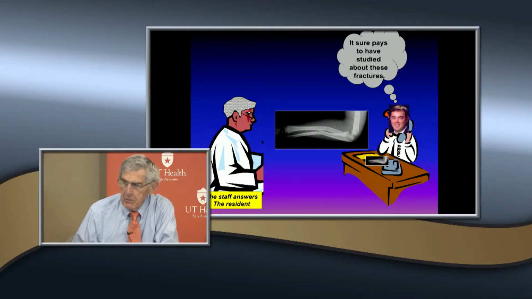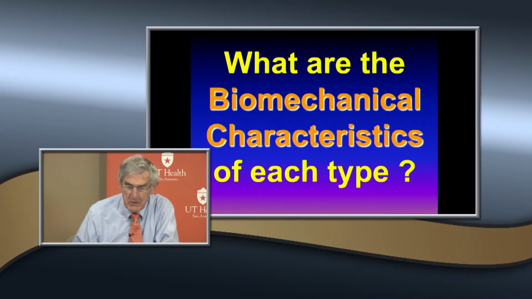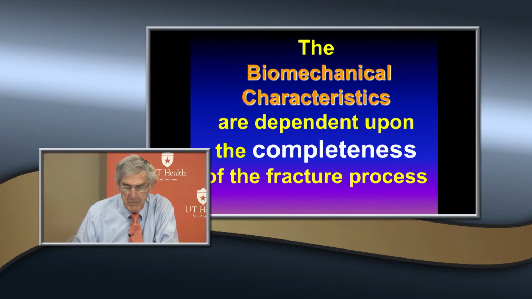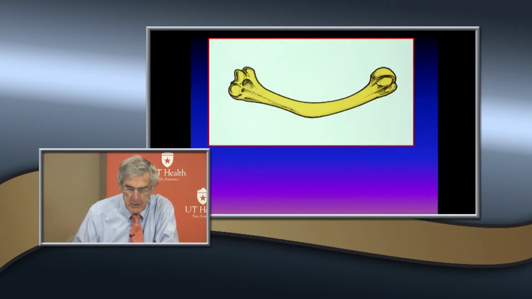So that's why you need to be a little bit more precise. That's why classifications are important. They are a little bit more precise and will give you the information that you need, as we discussed: the structure, the treatment, and the possible complications. And it sure pays to have read about it. So, we'll look at the biomechanical characteristics of each type, and they're dependent upon the completeness of the fracture process.